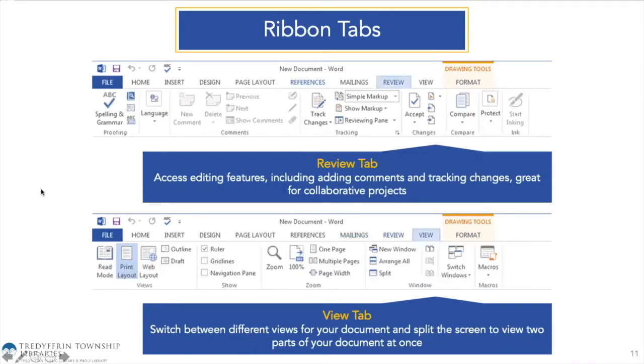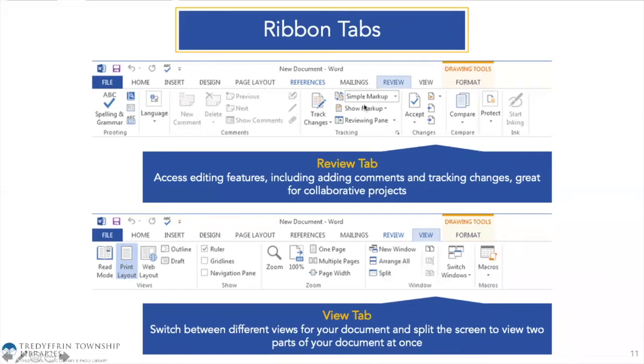The next two tabs are the Review tab and the View tab. The Review tab allows you to access editing features, including adding comments and tracking changes, as well as spelling and grammar and changing the language. This is really great for collaborative projects. When I was in school, for both my undergrad and graduate degree, I definitely used this tab quite a bit. When I would submit papers and receive them back, my professors marked them up using Word. In college, you no longer submit physical papers with the red ink. When you receive your paper, it's not covered in red ink, it's just covered in Word comments and markup.